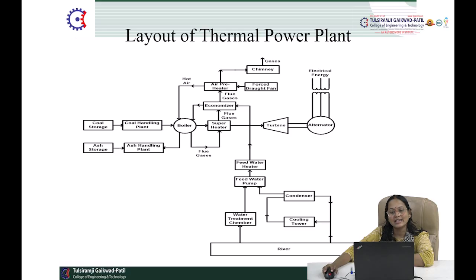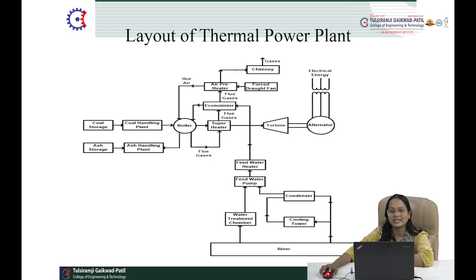Now again, between the air preheater and the chimney, there is one filter, that is a precipitator filter, and sometimes a mechanical filter. What is the use of this filter? It removes the impurities available in the flue gases, because if the flue gases are exhausted from the chimney, they will definitely affect human beings. So to reduce this effect on human beings, we prefer a filter here.